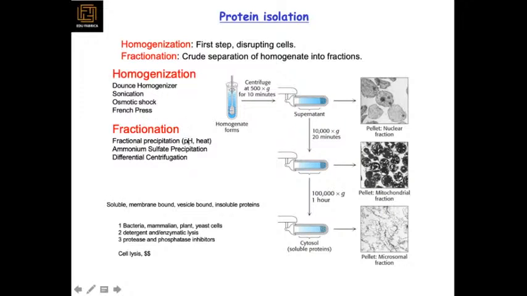In the case of fractionation, it is done with the help of pH or heat, ammonium sulfate precipitation, or differential centrifugation. Once you have a homogenate, you put it into a centrifuge tube like this and centrifuge at 500 g for 10 minutes. You have a supernatant and a pellet. In the pellet, you will initially have the nuclear fraction. If you go further at 10,000 g for 20 minutes, you will have a pellet with the mitochondrial fraction. Then from the cytosol, with further centrifugation, you have the microsomal fraction. If you keep going, you will have the inner parts of your cells in more detail. In this way, you can isolate your concerned part.